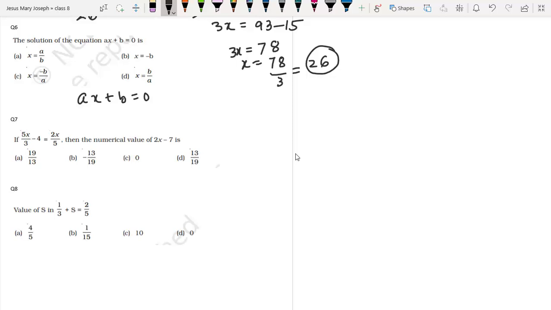It means to find the value of x. And to find the value of x, we have to isolate x on one side. Let's isolate it. It becomes 0 minus b, and we all know 0 minus b is minus b only. So ax equals minus b, x equals minus b upon a. So the correct answer is minus b upon a. That is option number C.